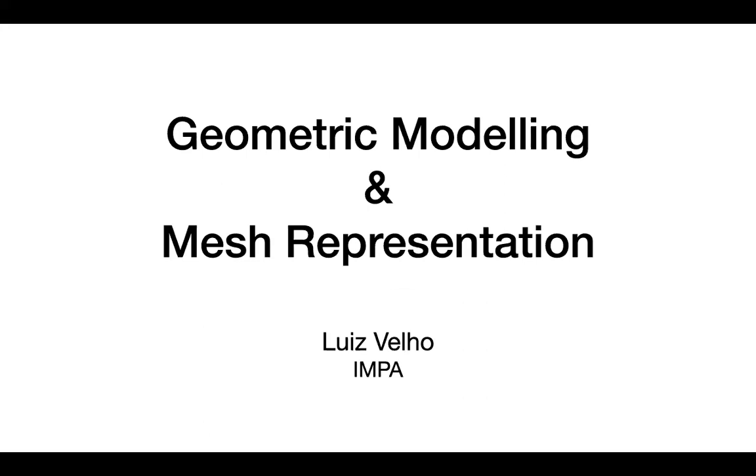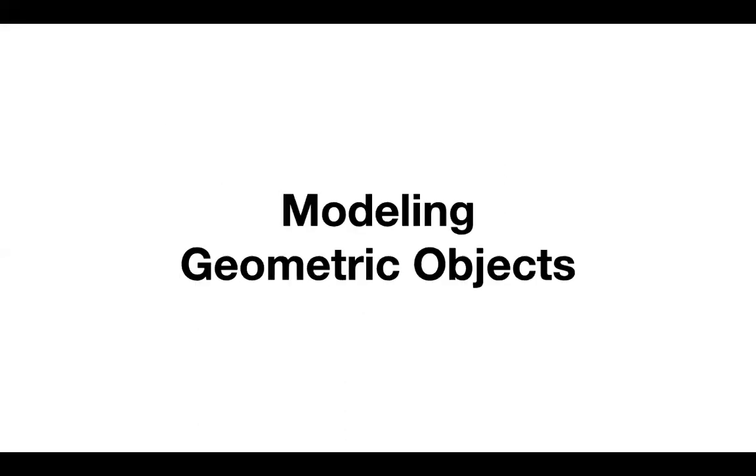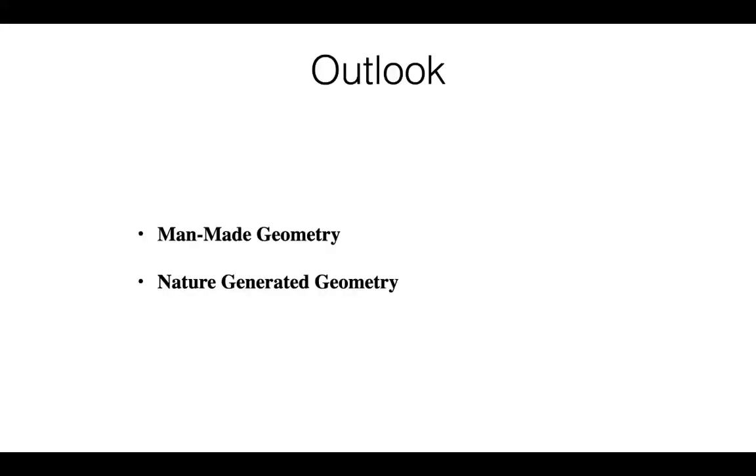So today we're going to discuss geometric modeling and mesh representations that are going to be used in these 3D networks. And we are starting with modeling of geometric models. So here we are going to distinguish between man-made geometry and geometry that is generated by nature. Okay? There are very different types of shapes, and then they require different mathematical models.